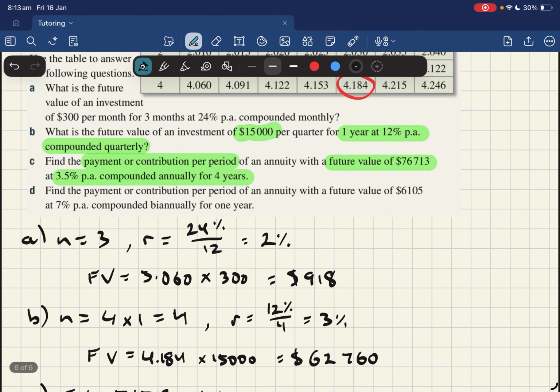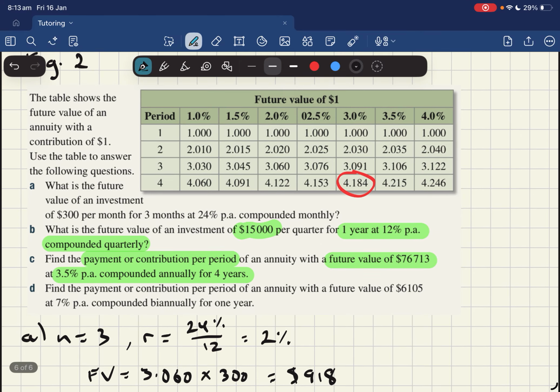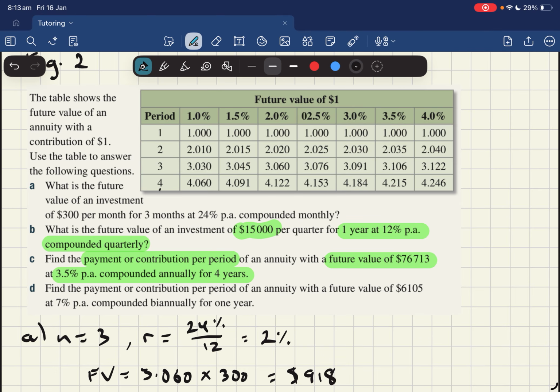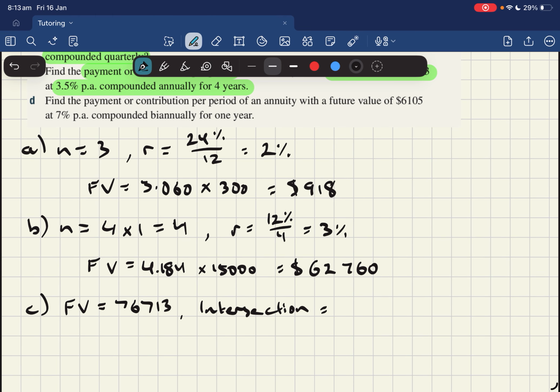So I have 3.5% per annum compounded annually for 4 years. So 4 years, 3.5%. So 4.215 is the intersection value. Now, remember, I wrote that formula on the previous page. The future value equals the intersection times the payment. I'll just write that as PMT.